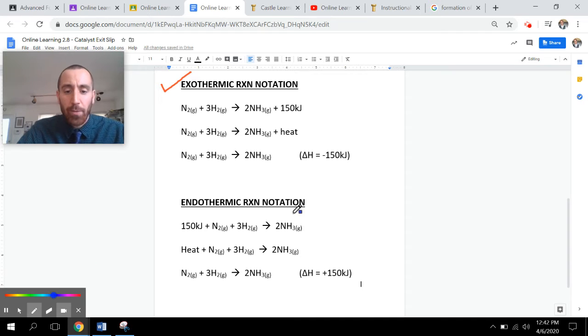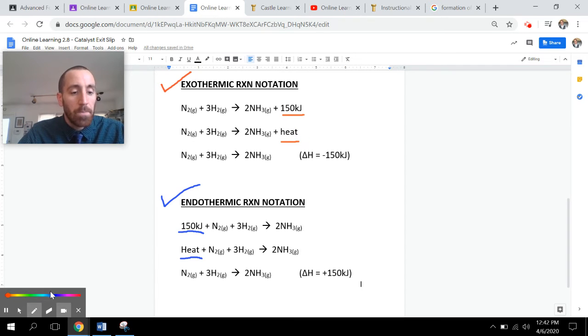The endothermic reaction is the opposite. You'll notice in the first two ways, when they include the heat into the equation, whether it's the actual specific amount of kilojoules or just the word heat, when they include it into the equation, endothermic will be the heat will be a reactant. So notice that you have your heat here or here. That tells you it's endothermic. Whereas in exothermic, it's a product, which was here and here.